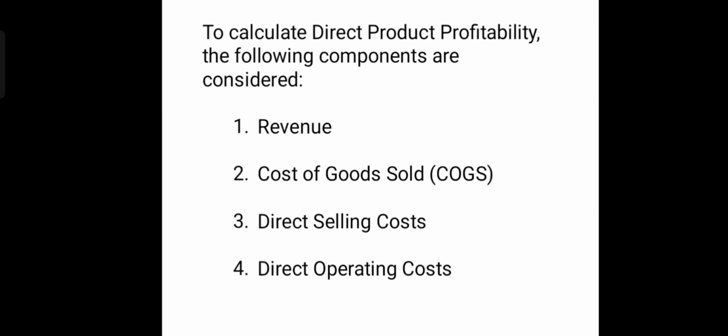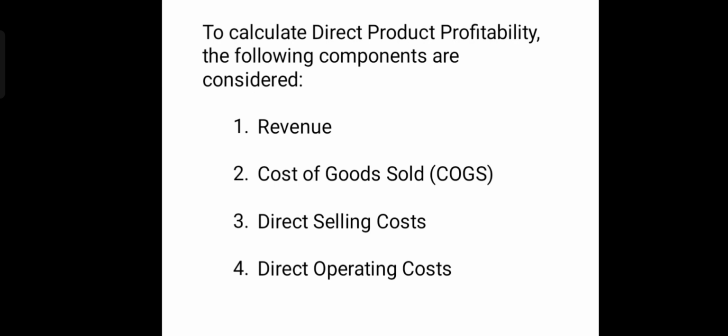And next, okay, to calculate the direct product profitability, the following components are considered. So number one is revenue. So this is the total sales revenue generated from the product, typically calculated by multiplying the selling price by the number of units sold. While number two naman is COGS, or the cost of goods sold. So it includes the direct cost incurred in producing or procuring the product, and it encompasses factors such as the cost of raw materials, manufacturing or production costs, packaging, and direct labor costs.